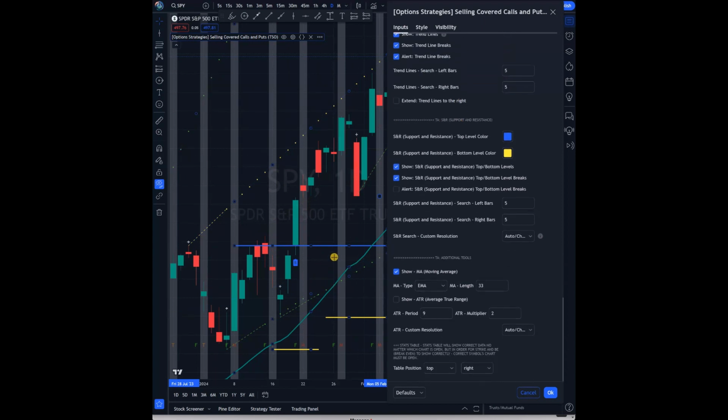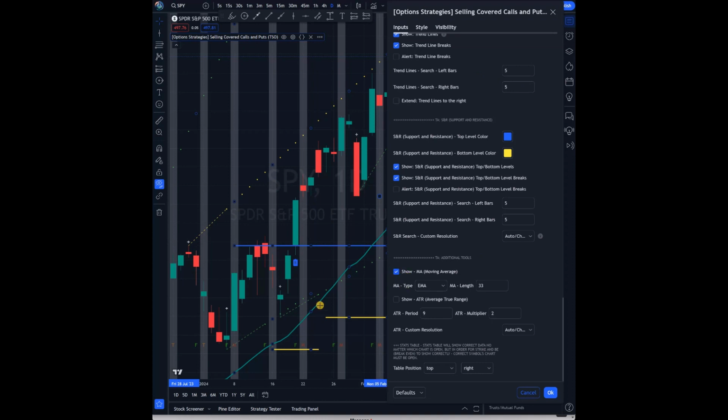So besides trend lines, there's support and resistance. Resistance is blue, support is yellow, and sometimes, as you can see, like in here, the resistance becomes support. Same way you can show or hide breakouts and alerts. Same way you can configure the resolution of your support and resistance lines. The bigger this number is, the more established the support and resistance lines are going to be. Like the stronger the levels are, similar to trend lines.